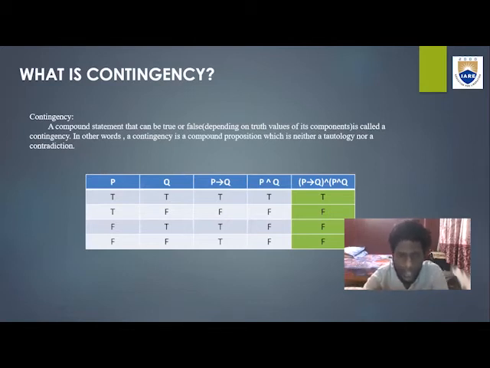a contingency. Here we can see the truth table where P and Q have certain true and false values. And the final answer is true, false, false, false, which means only one value is true and the rest are false, which means it's neither a tautology nor a contradiction. So it is called a contingency.